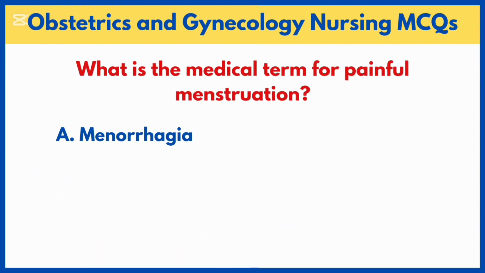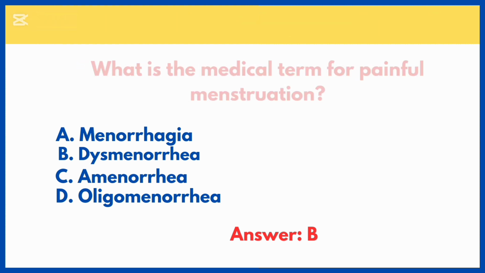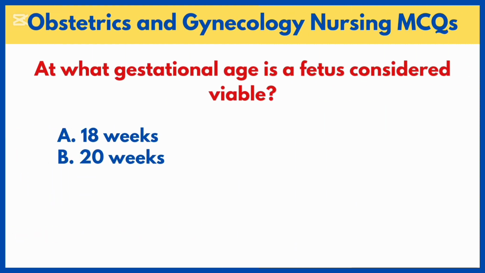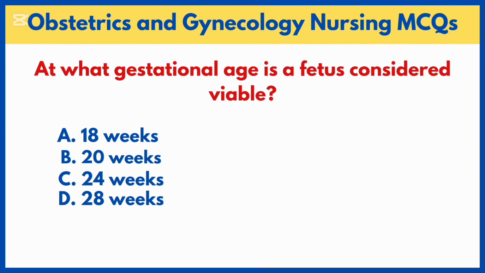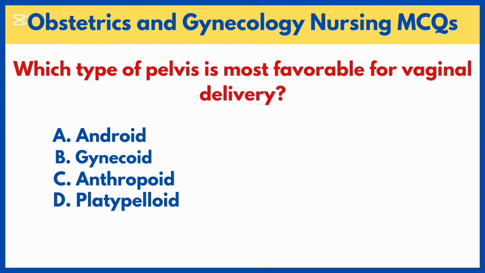What is the medical term for painful menstruation? Correct answer is option B, dysmenorrhea. At what gestational age is a fetus considered viable? Correct answer is option C, 24 weeks. Which type of pelvis is most favorable for vaginal delivery? Correct answer is option B, gynecoid.